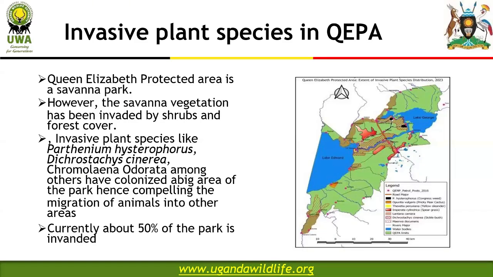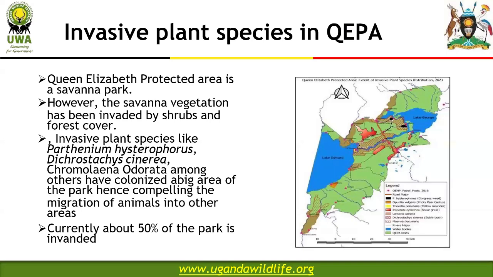As I had already mentioned, Queen Elizabeth Protected Area was originally purely a savanna ecosystem. However, vegetation kept on changing because of, one, reduced grazing pressure, and two, changes in fire regimes brought about by climate change, and we started seeing most of the area closing up. And invasives like Parthenium, Dichrostachys cinerea, Chromolaena odorata, Lantana camara, Opuntia, very many of them are around here, and they have covered most of this area.